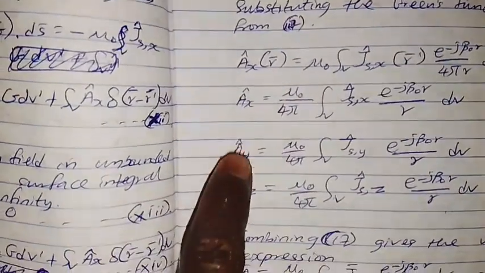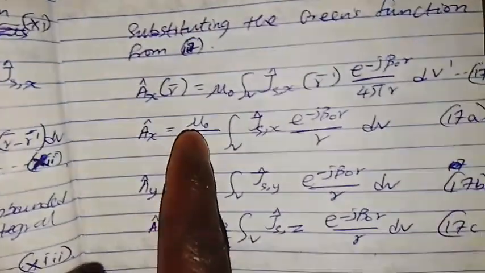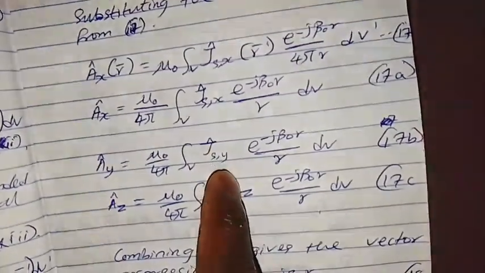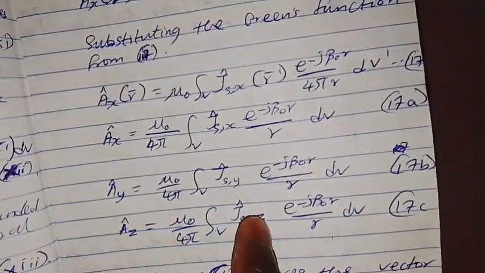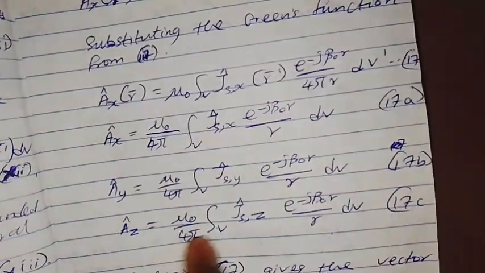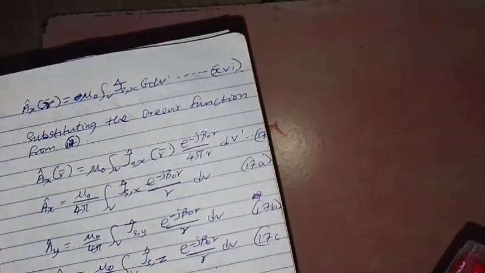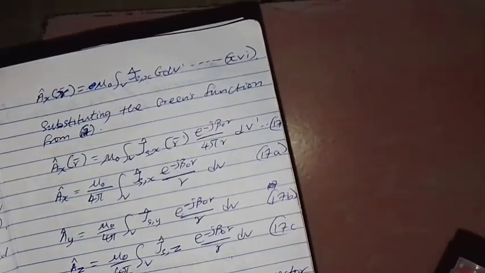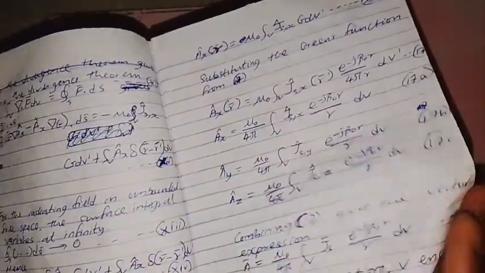Now we've gotten A x. So just apply the same thing to A y and A z. Just that anywhere you have the x, you put y. For z, you put z. Just that. So 17a, 17b, 17c. I think in my notes, I did not number the equations correctly because we are supposed to have equation 16 before 17. So maybe I missed numbering or something.